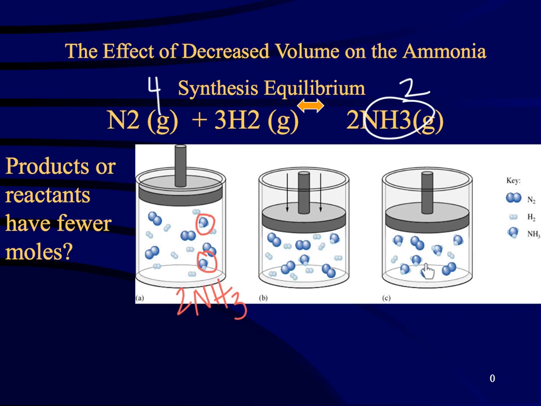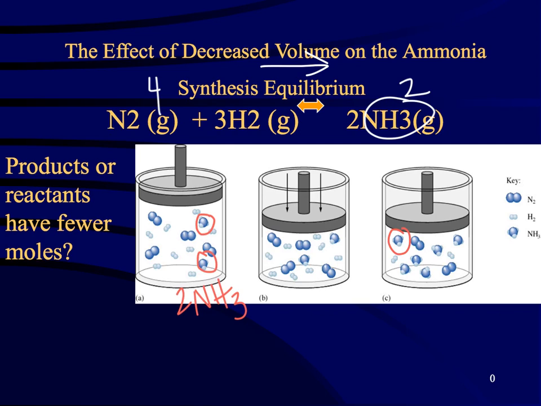So once again, it's a smaller space. It's going to favor the side that has the least amount of moles. So therefore, it's going to shift to the right. So we are going to assume that this is shifting to the right. Now let's double check by looking at the picture to see if we are right.